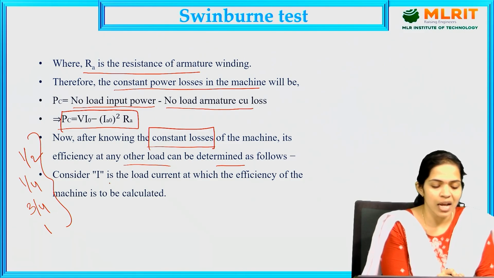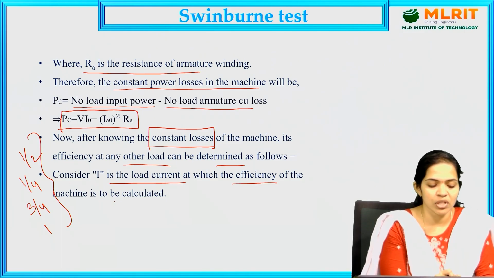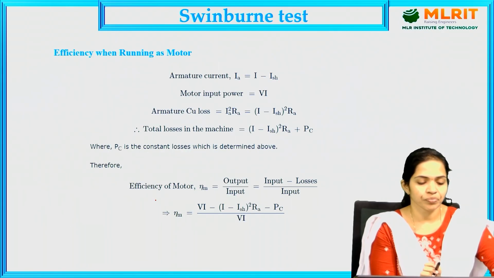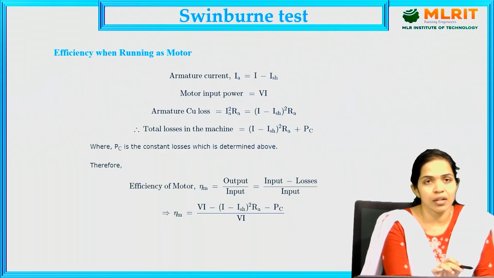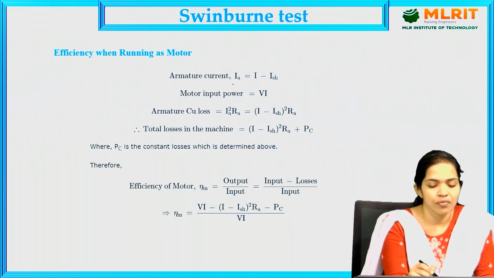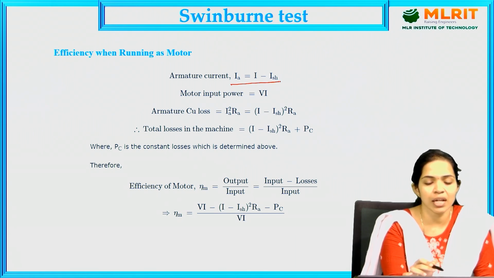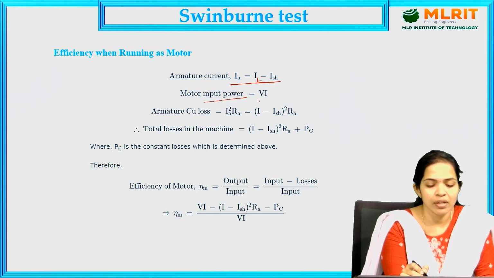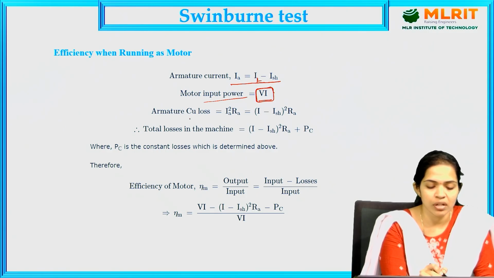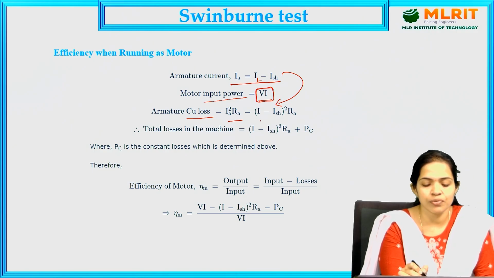So consider I is the current at which the efficiency of the machine is to be calculated. So now when the machine is running as motor, we have seen the armature current is nothing but the line current or the current coming from the supply lines minus the shunt field current. The input power will be V into I, line current into the applied voltage to the motor. Copper loss will be Ia square Ra. When we substitute this, we get the equation for the copper loss as (I minus ISH) square Ra.